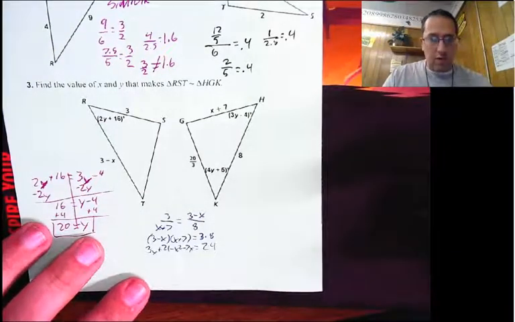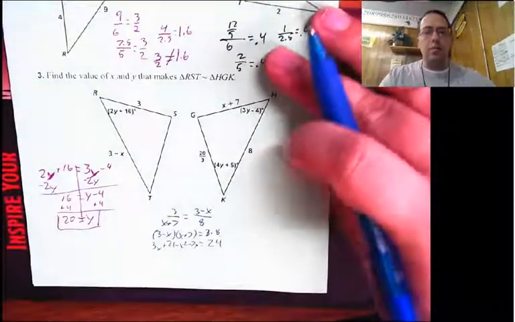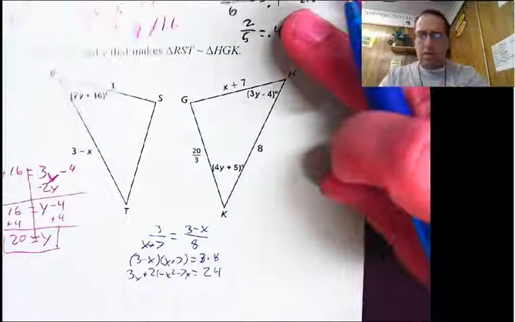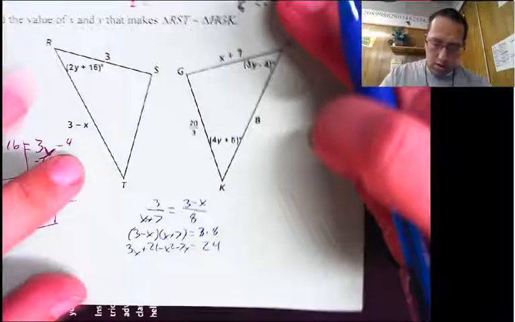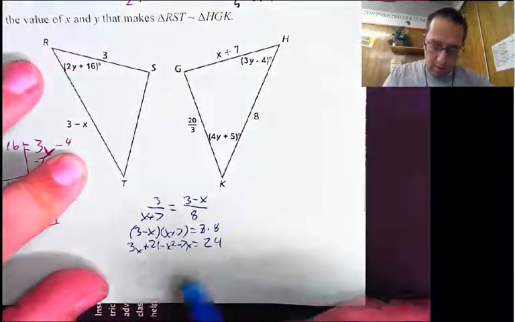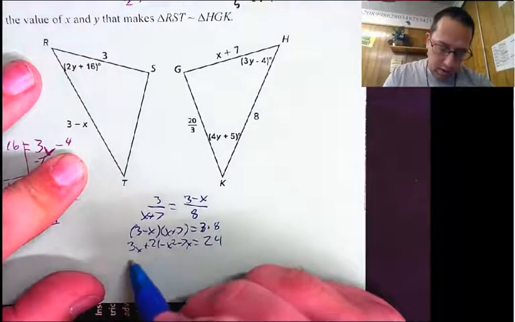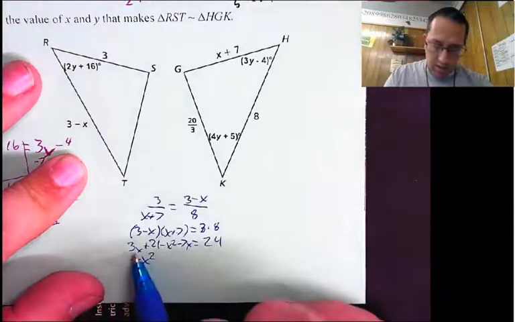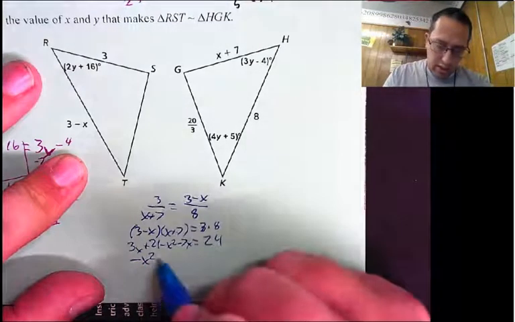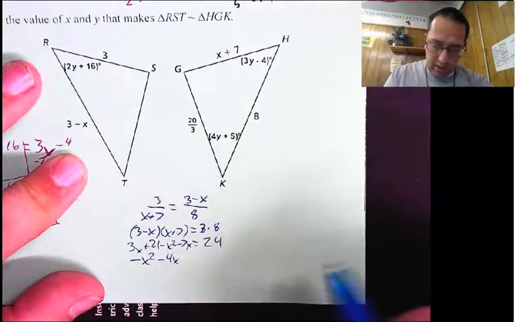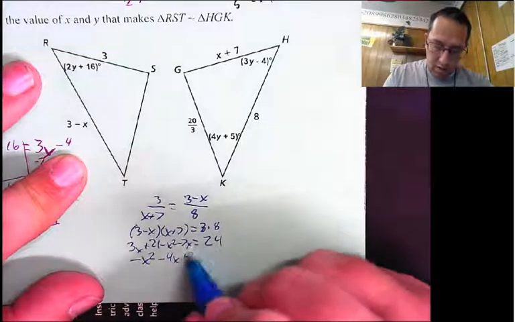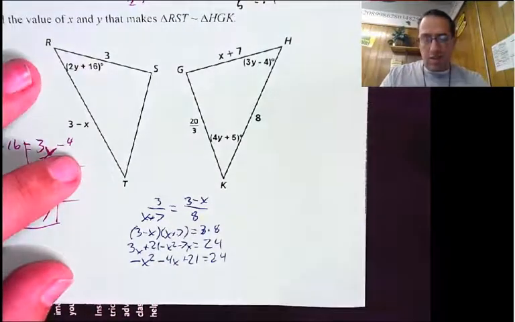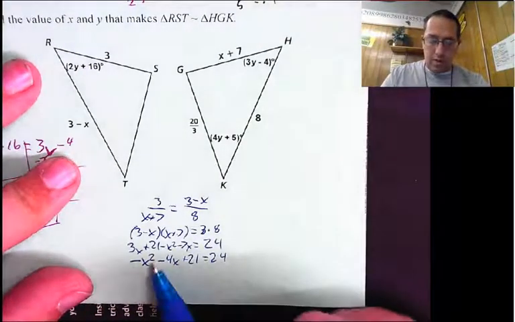Of course, we're going to combine like terms, and it does help if we put it in standard format. That'll help us out a bit too. So let's see. I'm going to take my x squares first. I've got negative x squared, and then I'll take my x's. I've got 3x minus 7x is going to be negative 4x. And then my plus 21. Plus 21 equals 24.